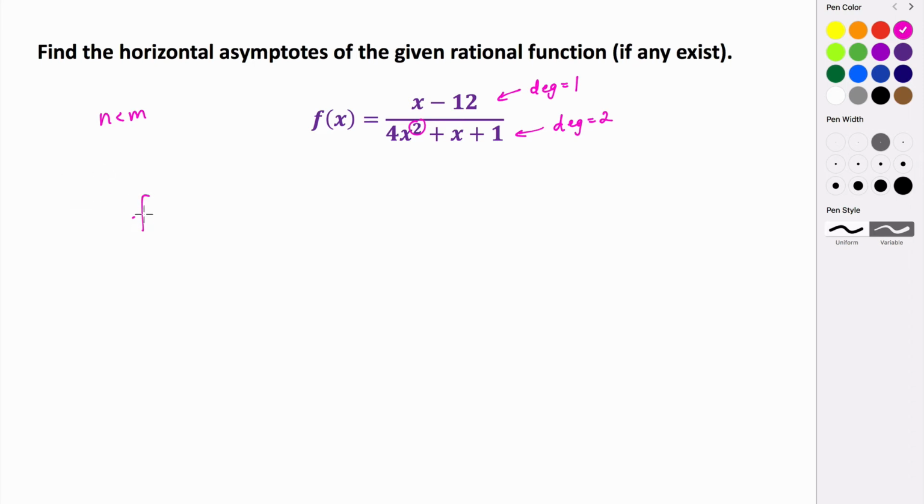So we say that our function f of x is proper, because the degree of the numerator is less than the degree of the denominator. And we know that when our function is proper, we have a horizontal asymptote at y equals 0. So this function will have a horizontal asymptote at y equals 0, or the x-axis.